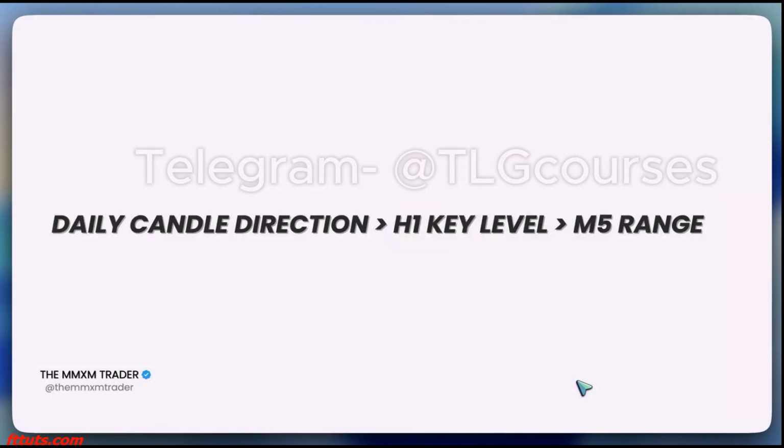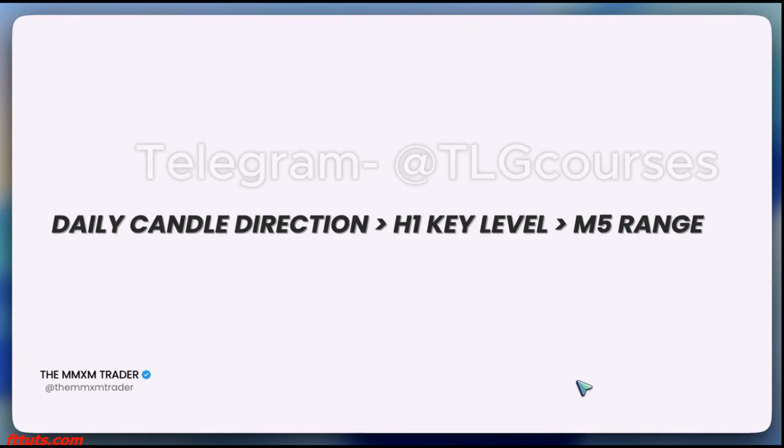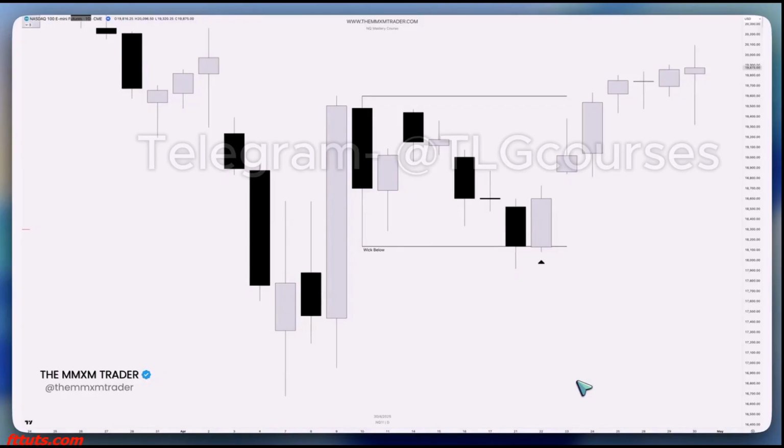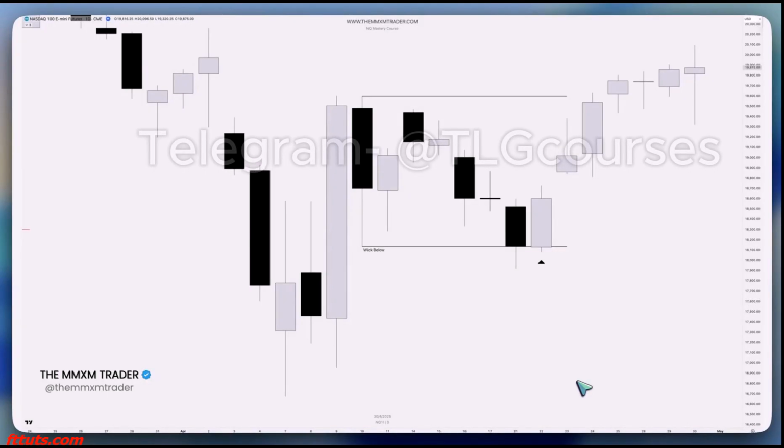Okay, let's look at the 1 hour. Daily candle direction, right? Again, LTP direction. Let's say the 1 hour key level is what we're going to be using, and we want to be looking at a 5-minute range to trade that 1 hour key level, right? So back again with this example, right? And I'm using the same examples here on purpose. Nothing is random in this course.